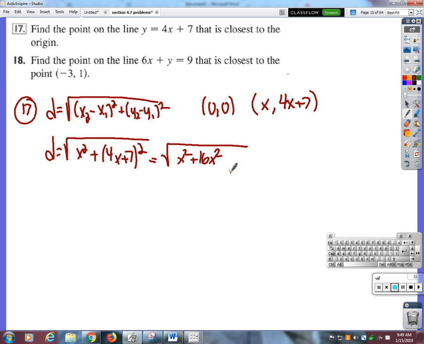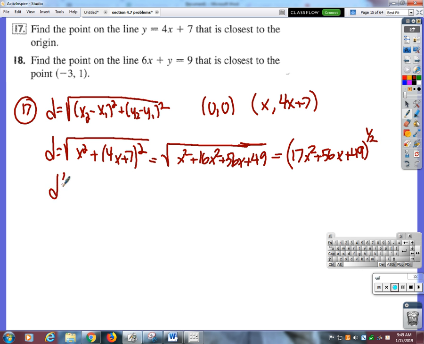16x to the second plus 56x plus 49. So if I combine my like terms, and I'm going to write it in a derivative-friendly way, I have 17x to the second plus 56x plus 49 to the 1/2. Sadly, no. In fact, none of them are divisible by 7. I know, I'm just kidding.